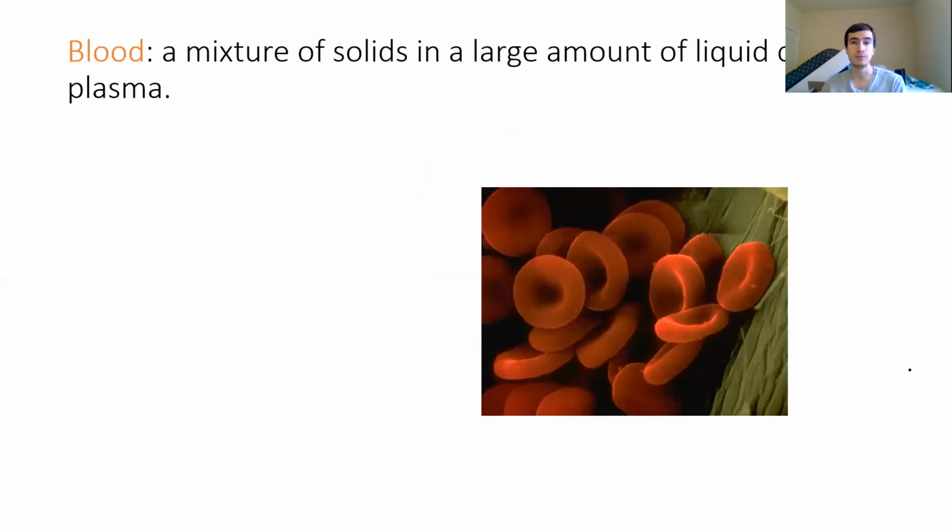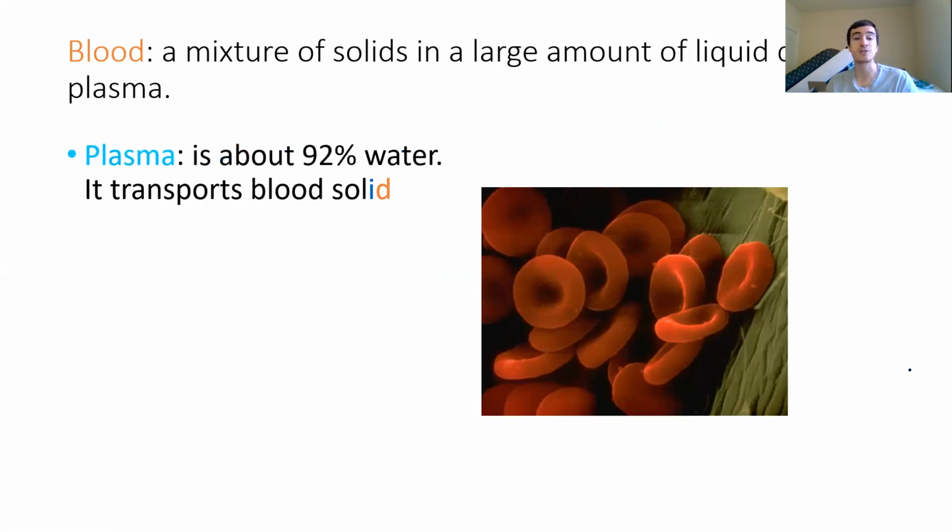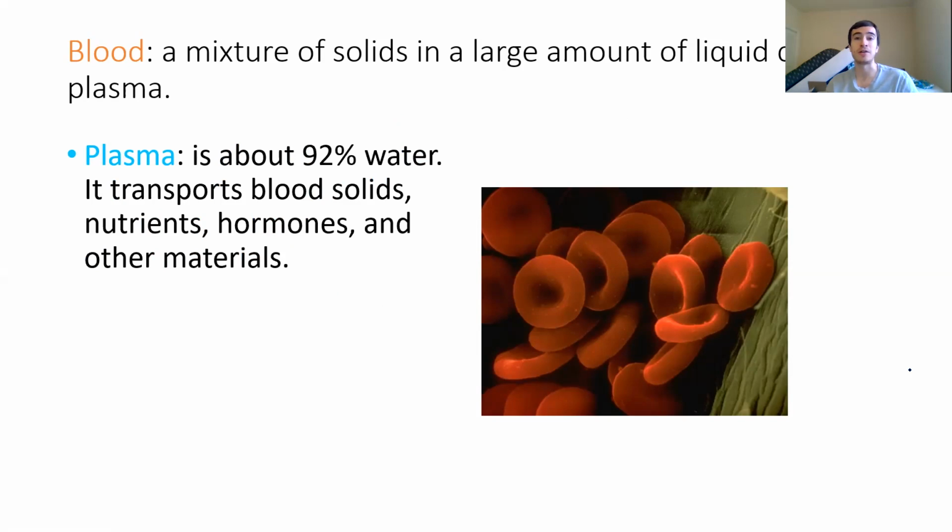So blood is this actual liquid that's being pushed around your blood vessels by your heart. And blood is actually made up of a couple different important components. So the actual liquid that your blood is floating through is called plasma.